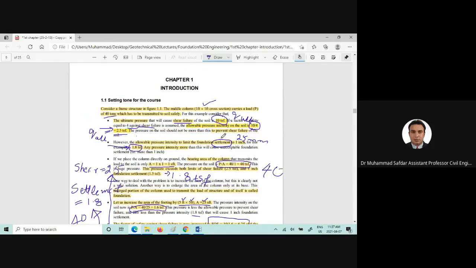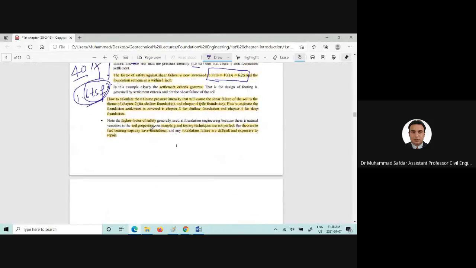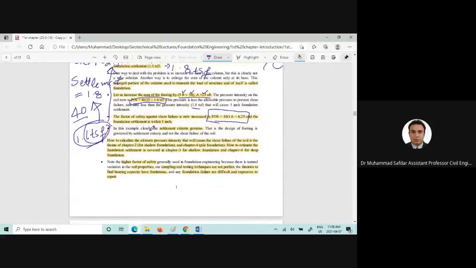per square feet, which was here, which is the ultimate pressure intensity, and the allowable pressure intensity is 2.5, basically the factor of safety has increased significantly.